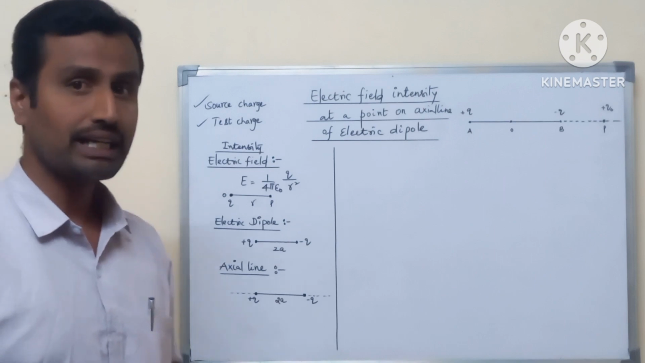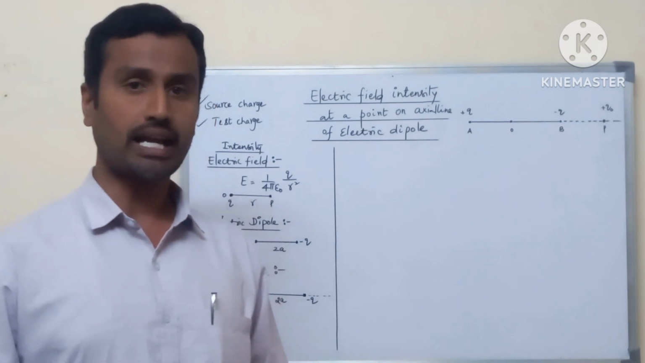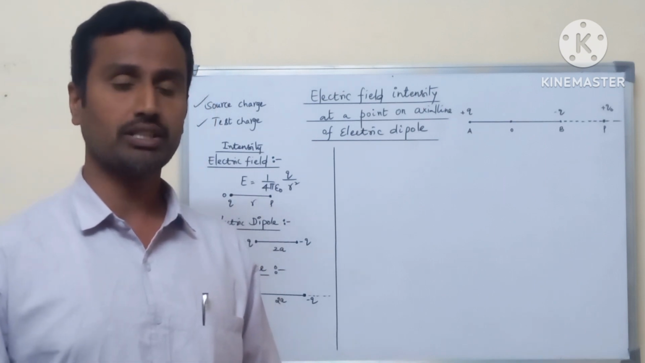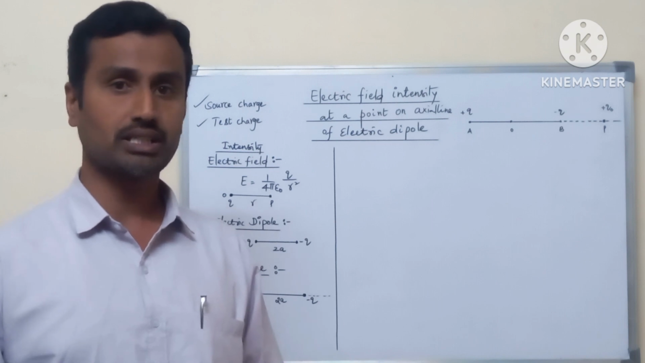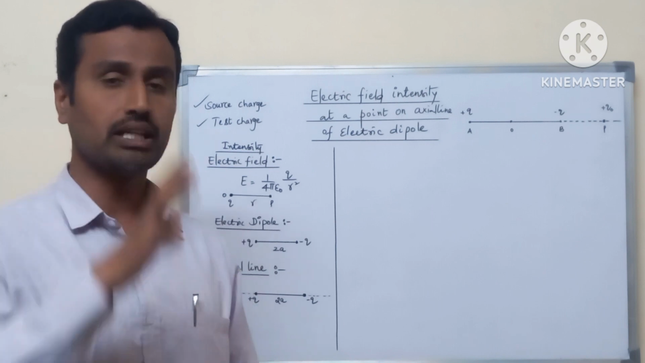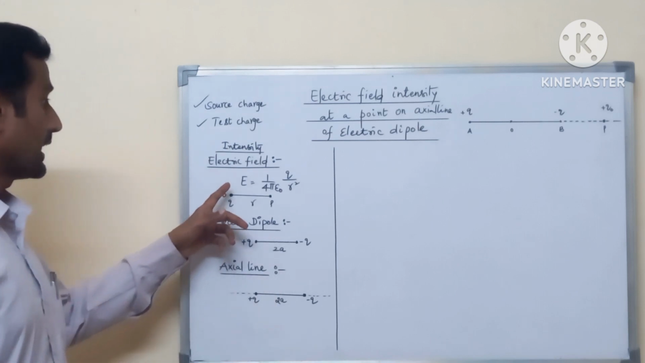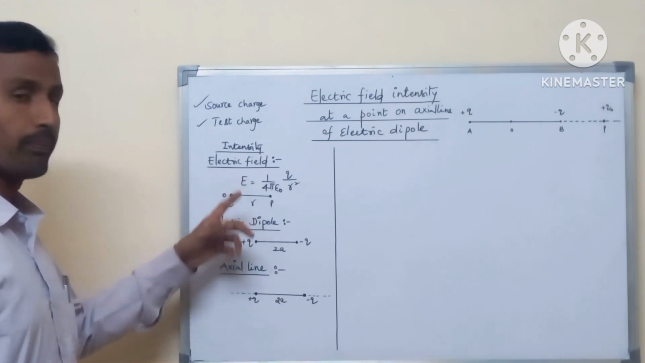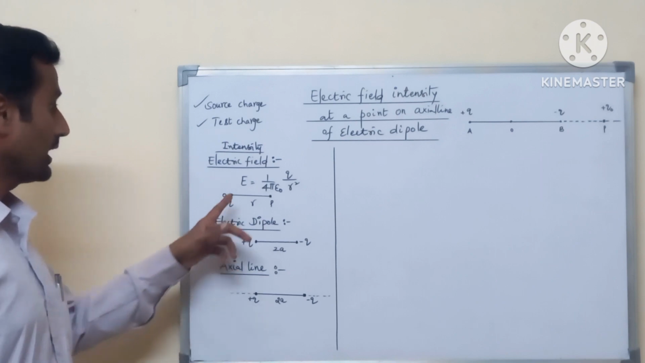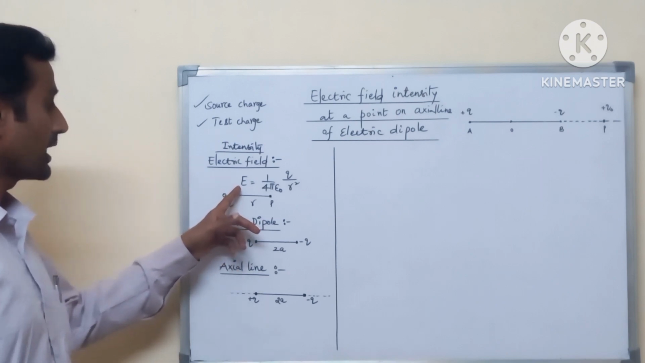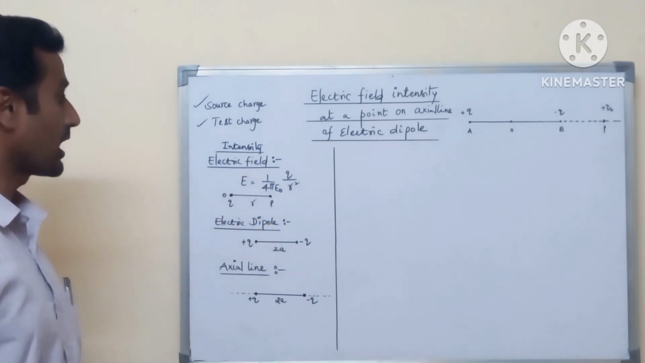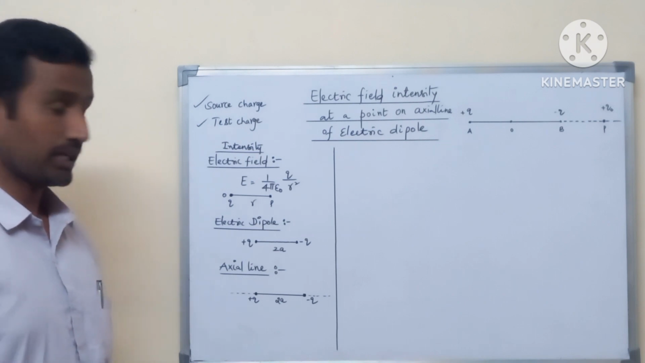The electric field intensity is defined as the force experienced by a unit positive test charge when it is placed in a uniform electric field. The intensity of electric field at a given point can be calculated by using the formula E is equal to 1 by 4 pi epsilon naught Q by r square.